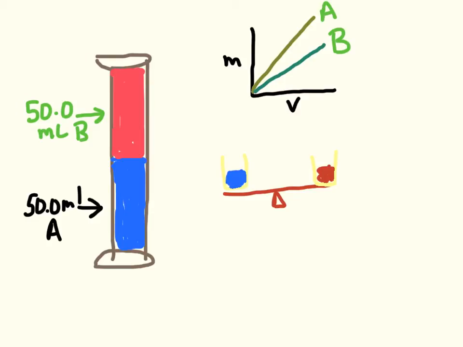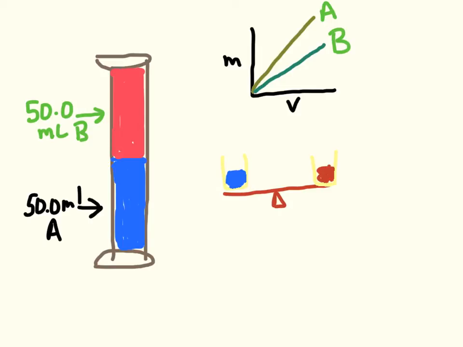Okay, so now we've got to look at this balance here, the two-pan balance, and figure out, well then, are they going to be equal? Are they going to be balanced with each other? Well, let's think about it. If they're both the same volume, which both of these are, then something has to be different about them, and it has to be the mass. Which one's more massive for the same volume?